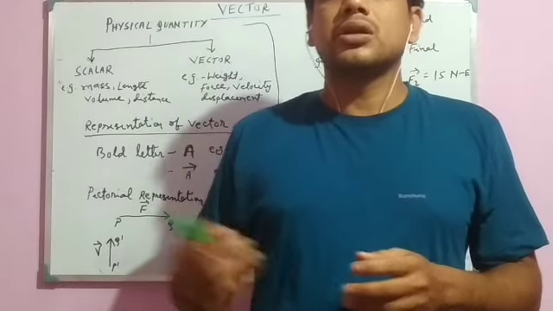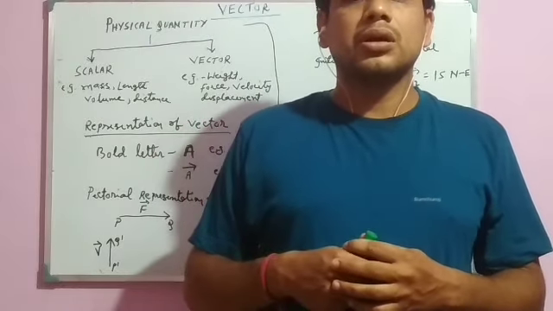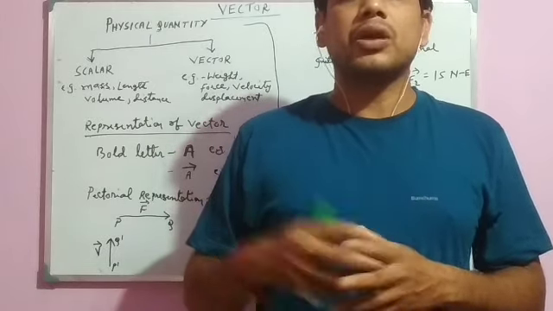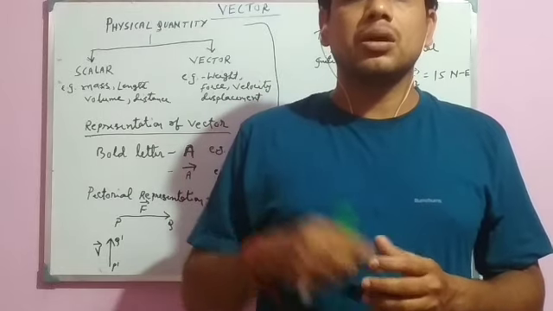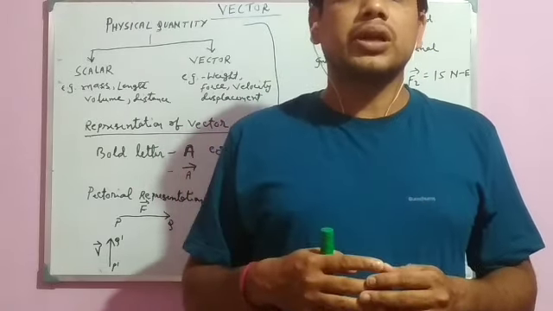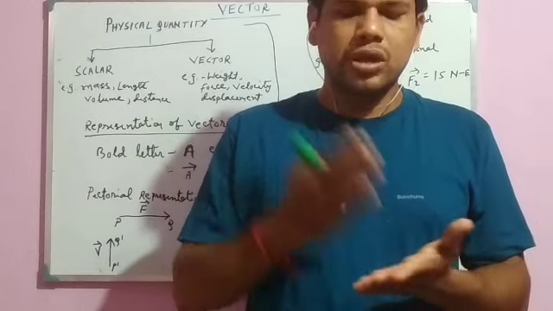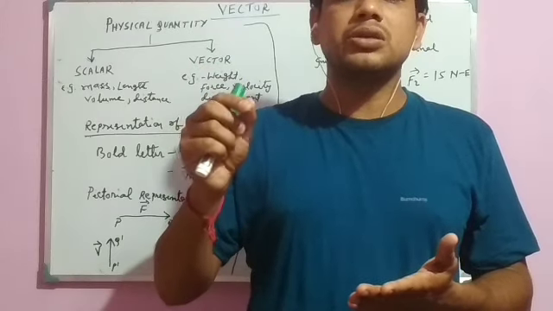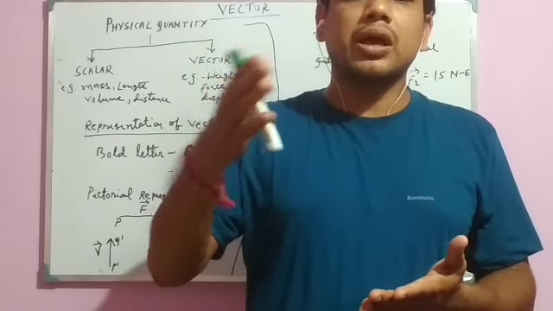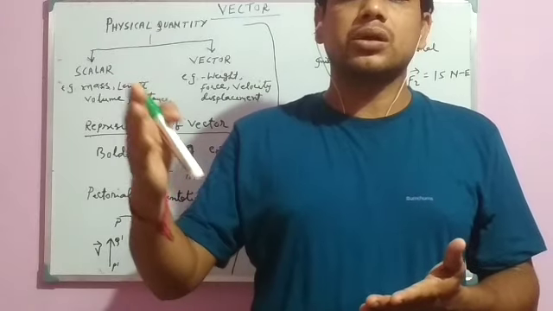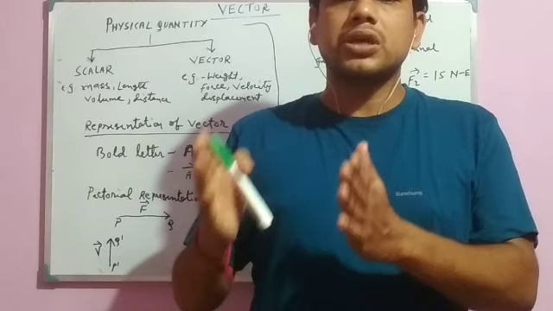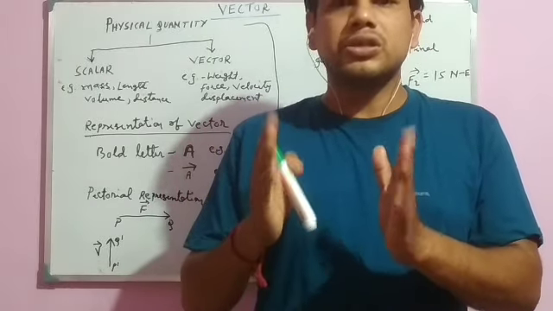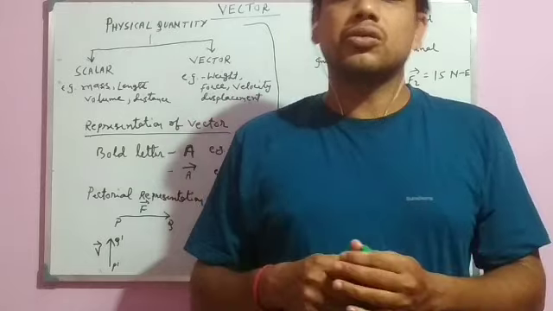But in case of vector, it possesses both magnitude and direction. If I say the force applying on this particle is 10 Newton, then only one question arises: in which direction? So we have to say both magnitude and direction. If I say the force applying on this particle is 10 Newton eastward, okay. So this type of quantities are called vector quantities, okay.